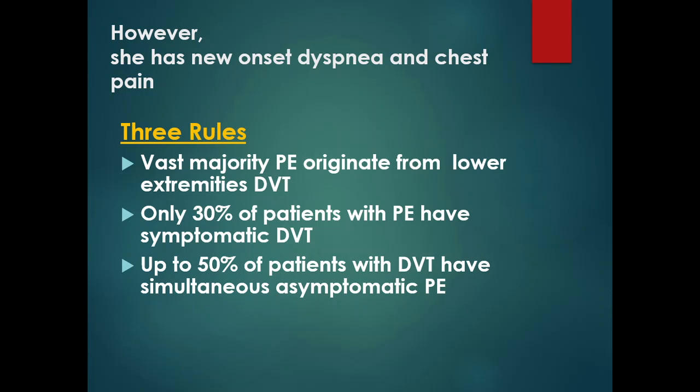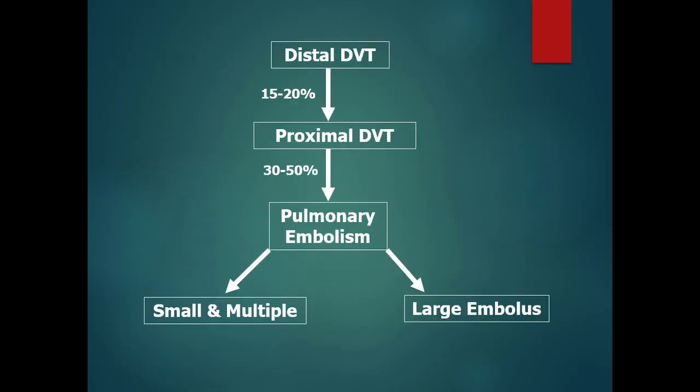So patients with DVT, if you ask them, do you have shortness of breath, do you have symptoms of pulmonary embolism, they say no. Still, half of them already have showers of emboli that went to the lung and caused PE. So these 2 diseases are interconnected, and that's why we call them venous thromboembolic disease. The way it happens is, it starts as a distal DVT, and only 20% of them propagate to become proximal, and maybe 30 to 50% of them shower into pulmonary embolism. Sometimes it's small and multiple, and sometimes it's a very large embolus.